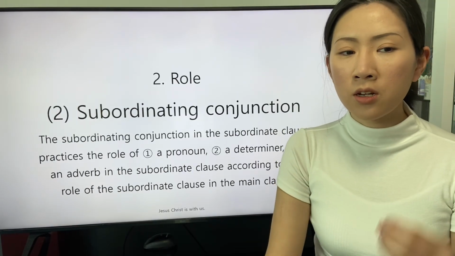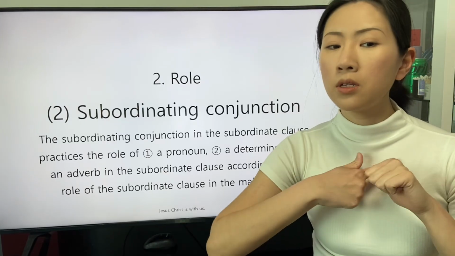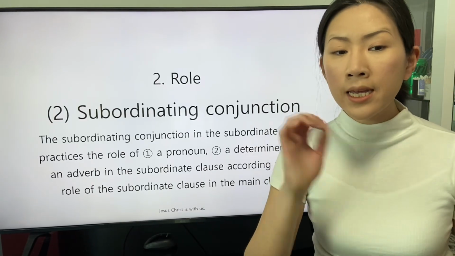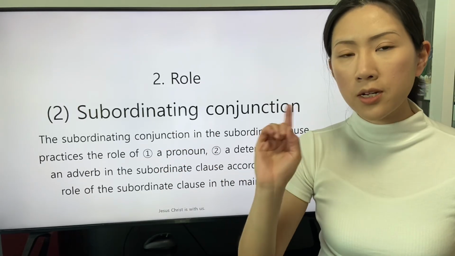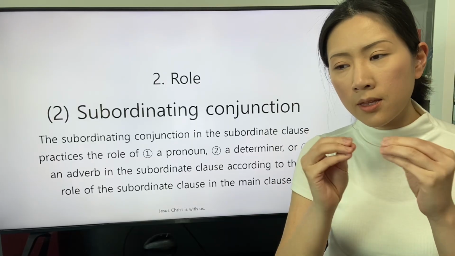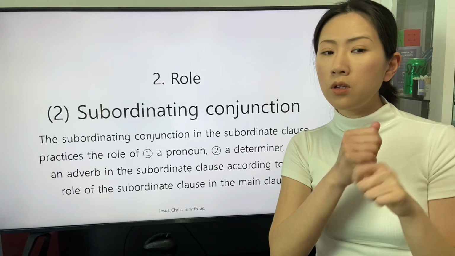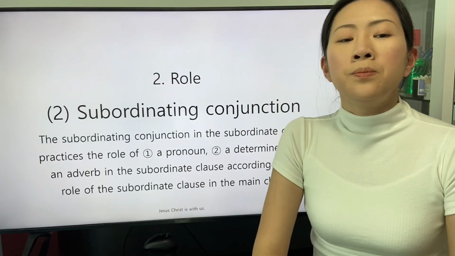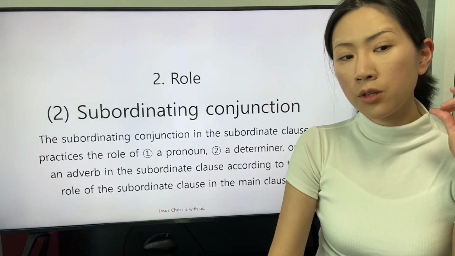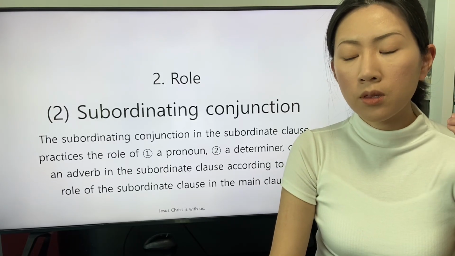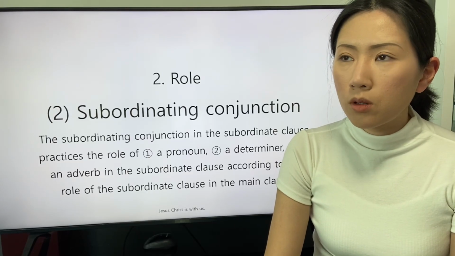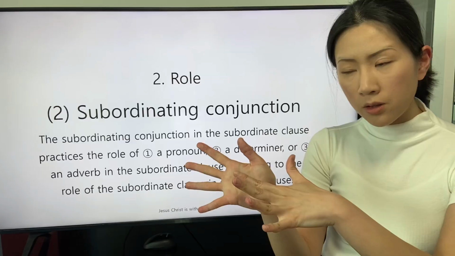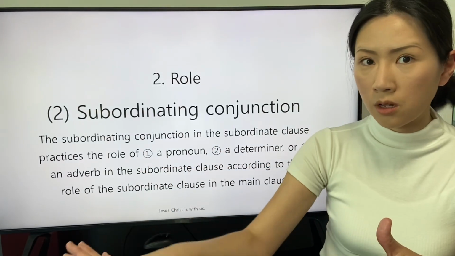The subordinating conjunction in the subordinate clause practices the role of a pronoun, a determiner, or an adverb in the subordinate clause according to the role of the subordinate clause in the main clause. The subordinate clause that has the trait of a pronoun, a determiner, or an adverb is included in the main clause. The subordinating conjunction has the trait as a pronoun. That is one of the indications. The subordinating conjunction in the subordinate clause indicates a subject or an object that is described in the subordinate clause.